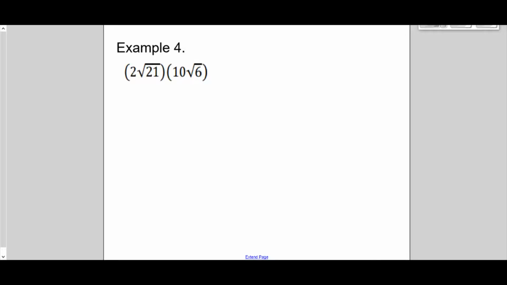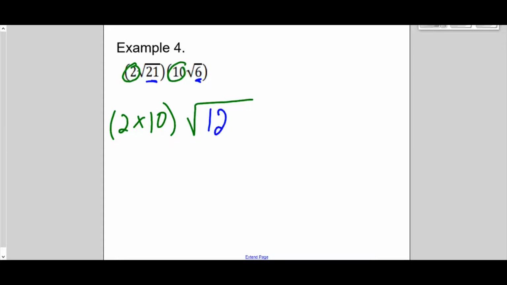Example 4. Again, this is multiplying, but it shows that they could write it with parentheses instead of the dot or the star. So we have 2 square root of 21 times 10 square root of 6. Again, I'm going to multiply the two numbers out front together, 2 times 10, and then put my square root and multiply 21 and 6. So 21 times 6 is 126. And then we're going to simplify this. 2 times 10 gets you 20, and then the square root of 126.